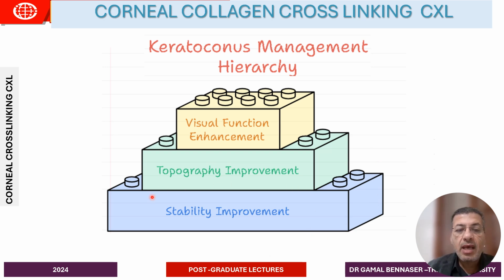It is important in arresting the progression of the disease and securing the stability of the cornea. It is also important to improve the shape of the cornea and regularize its surface. And it also has a major role in improving the visual function, by cross-linking itself or in combination with other laser vision correction, as I said, known as LASIK Xtra, SMILE Xtra, or PRK Xtra. So this hierarchy is very important because cross-linking will cover all the aspects of this diagram.